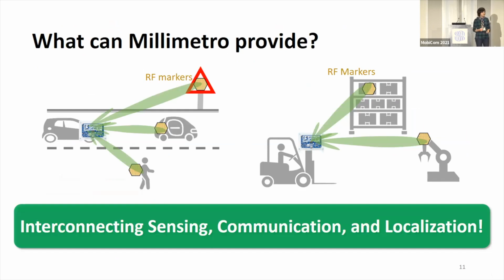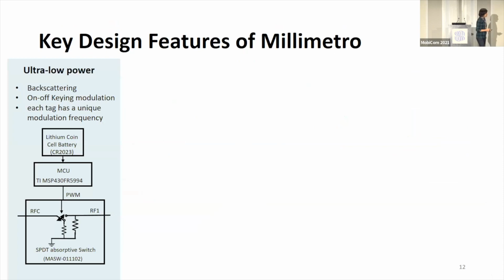and localize them. So some of the key features of Millimetro, to get ultra low power consumption, you see that the tag circuitry is very simple. We just have an RF switch to do that modulation or switching on and off. So the tag is really dumb, so it doesn't do anything. And we just draw that PWM signal from the MCU, and the MCU is always in the low power mode.